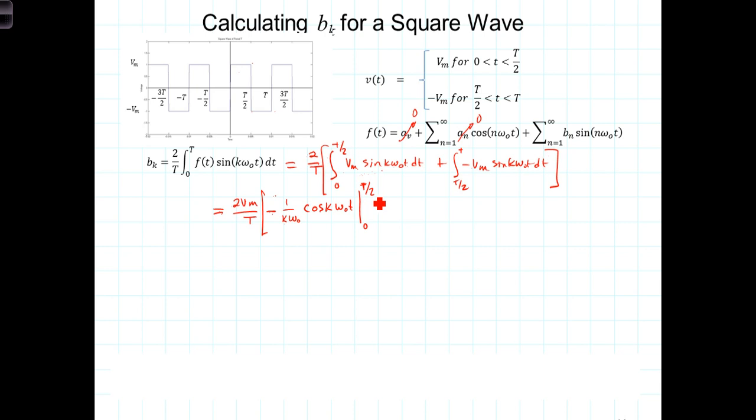Now we've already pulled the V sub m out in front. I'm left with a minus sign, so it's going to be minus, but the integral of the sine is negative cosine, so I'm going to get a negative there. I get this 1 over k omega naught term out in front again, times the cosine of k omega naught t. This time it's evaluated from T over 2 to cap T. Let's square that off.